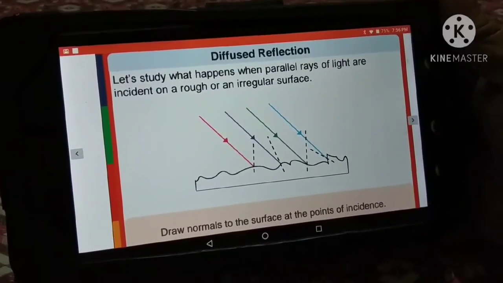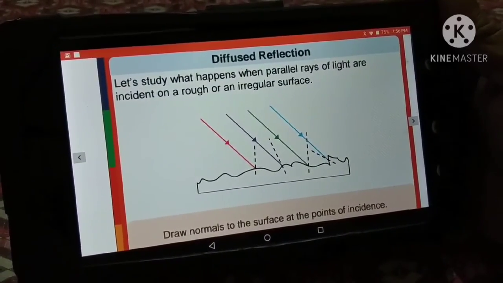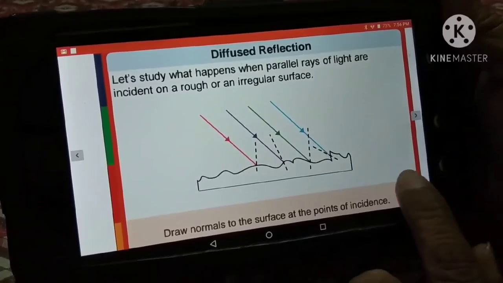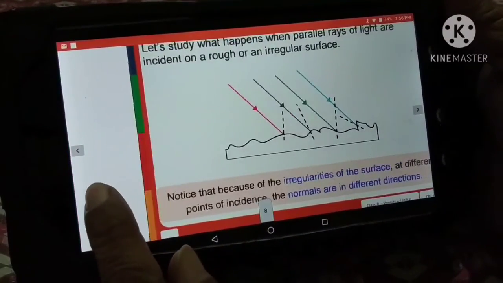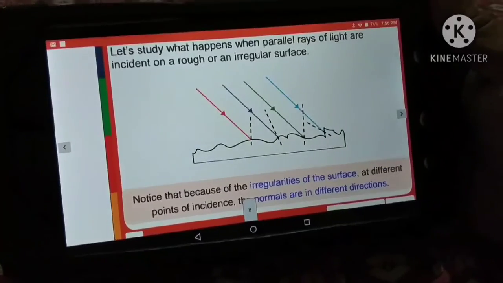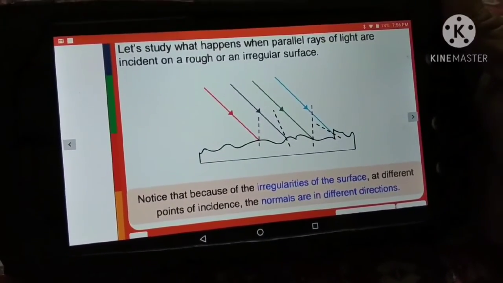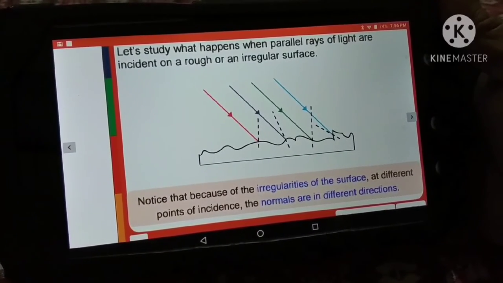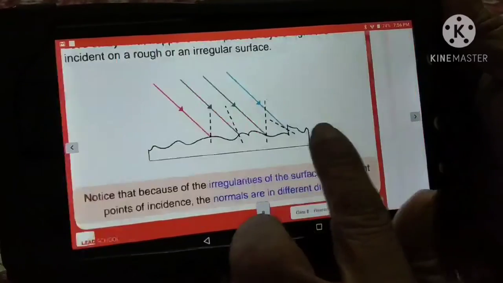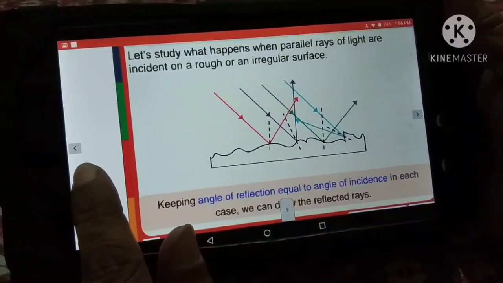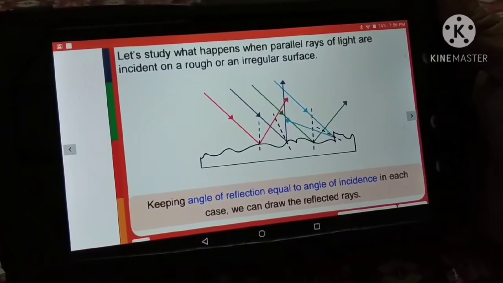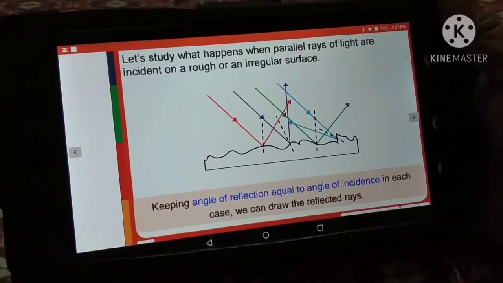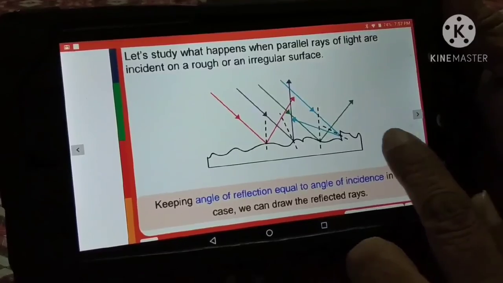We will draw normals to the surface at the points of incidence of light, right? Notice that because of the irregularities of the surface at different points of incidence, the normals are in different directions. Keeping angle of reflection equal to angle of incidence, in each case we can draw the reflected rays like it has been shown in this diagram.